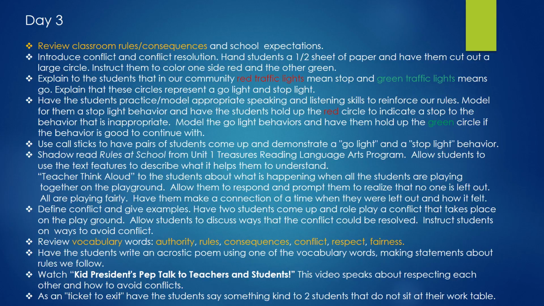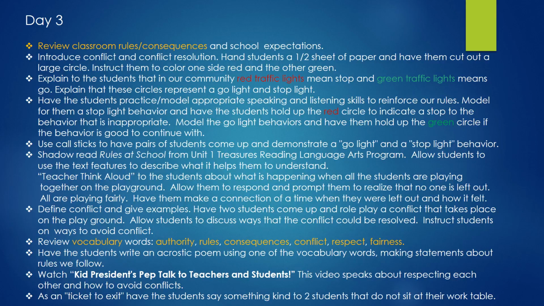Model for them a stoplight behavior and have the students hold up their red circle to indicate a stop to the behavior that is inappropriate. Model the go light behaviors and have them hold up their green circle if the behavior is a good behavior and you can continue with that. Use call sticks to have pairs of students come up and demonstrate a go light and a stoplight behavior.